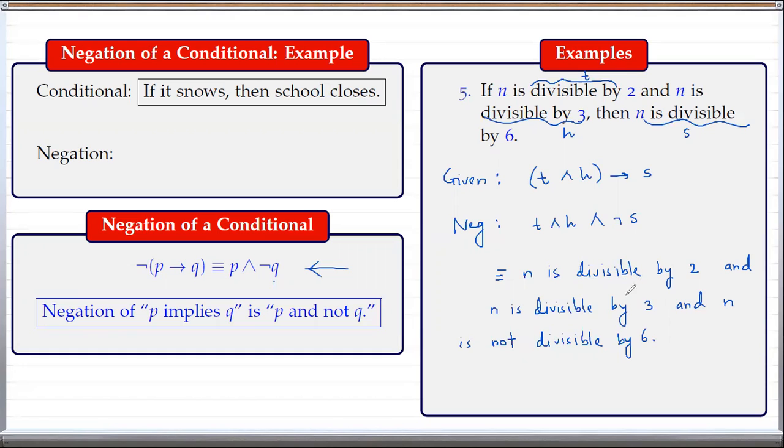We have 3 ands. We have 3 statements connected by and. So we can just remove one of them and put a comma over here. N is divisible by 2, n is divisible by 3, and n is not divisible by 6. This is the negation of the given statement.